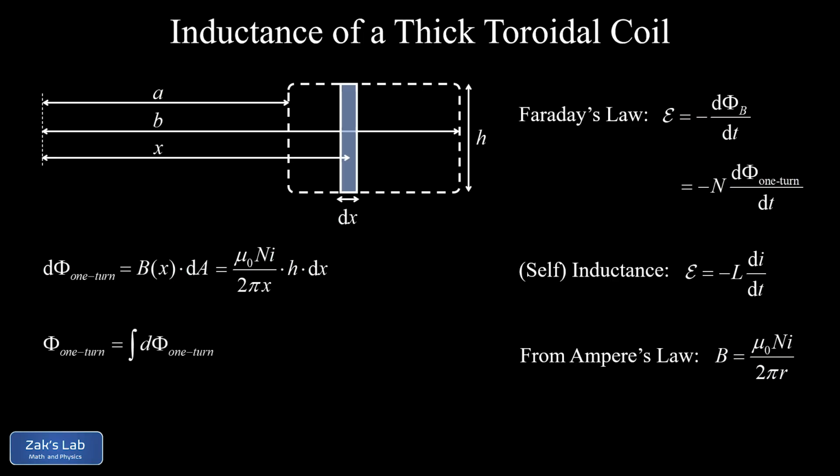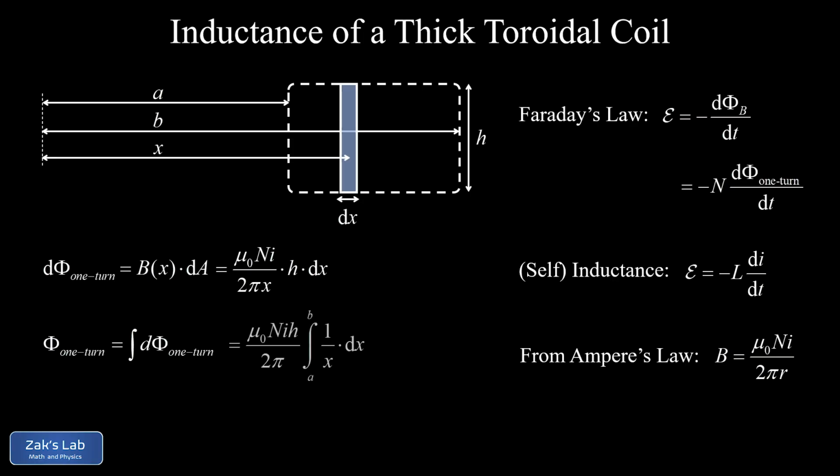So now we're going to add up all these incremental flux contributions using an integral. So we can say that phi for one turn is the sum of all the d phi's through this one turn of the coil. And that's just an integral acting as a summation device for adding up infinitely many infinitesimal contributions.